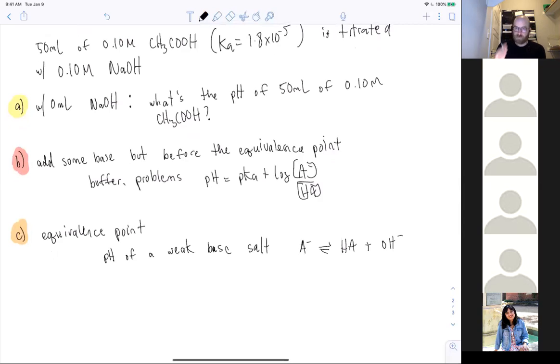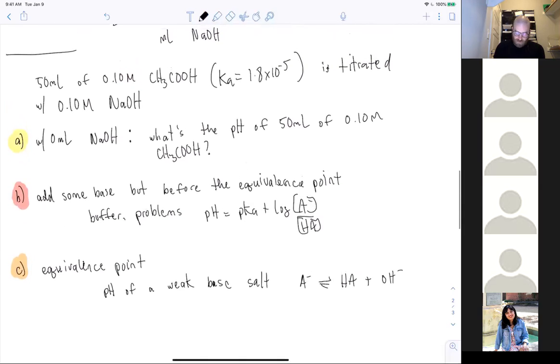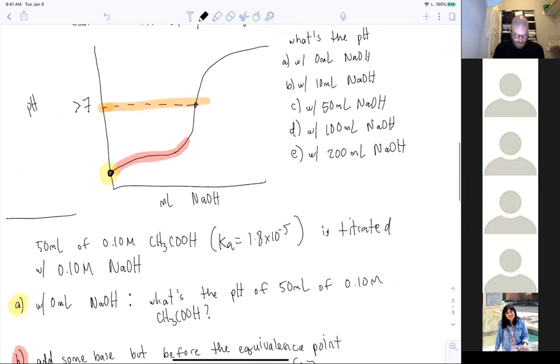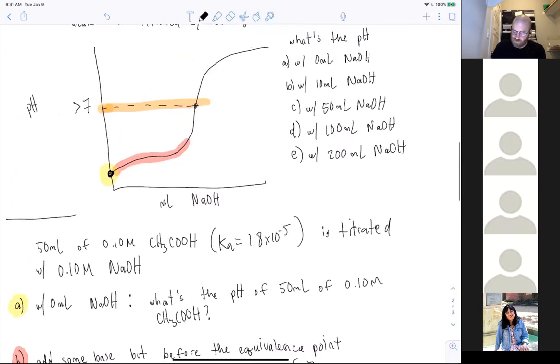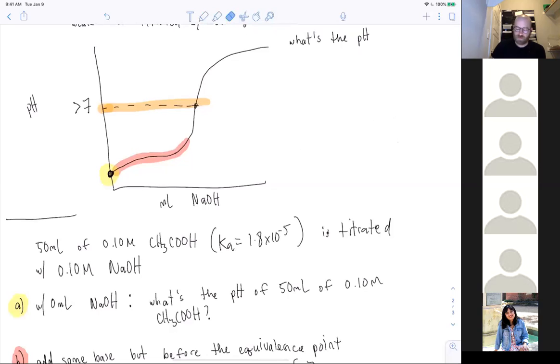How did you know that 50 milliliters was the equivalence point? Oh yeah, sorry, I'm not actually sure what the equivalence point is up here. Hold on. Let's just simplify this by it increasing volumes of sodium hydroxide. That's just me not being consistent.